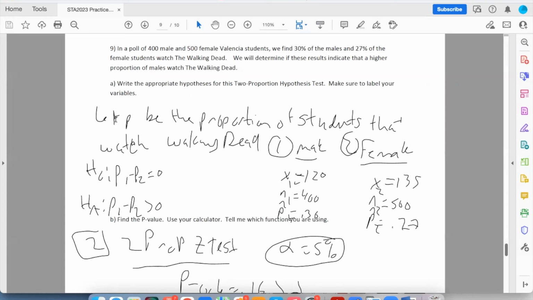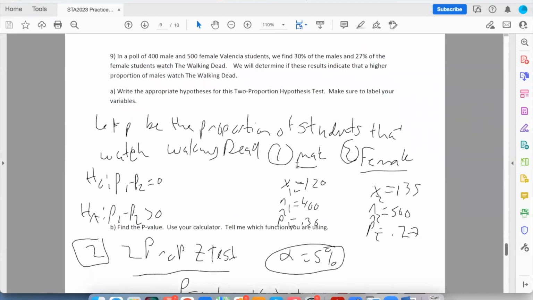So define our variable. Let P be the proportion of students that have watched Walking Dead or that do watch Walking Dead. We have 2 groups, men and women. Men had a higher success rate, so I call them group 1. Their success rate was 36% versus 27% for women. Here are my hypotheses. Remember, these are all P's now, not mu's.